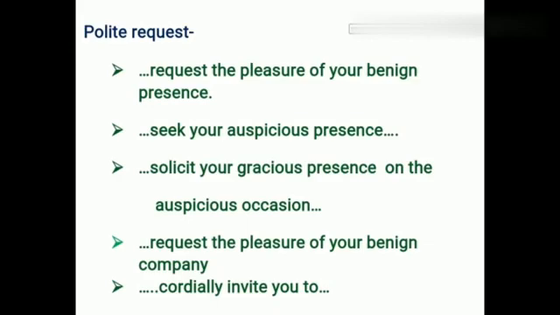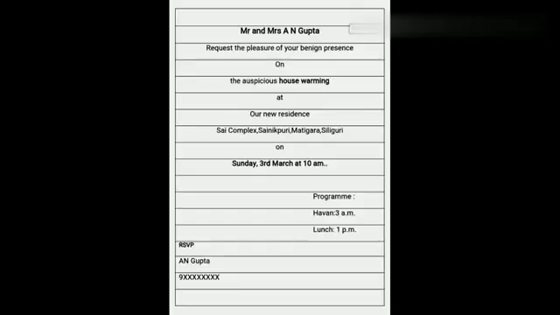Okay, students, writing invitation is not at all difficult once we are abreast with the rules and regulations. Okay, so let us discuss now. Before that, let me show you a typical card format.